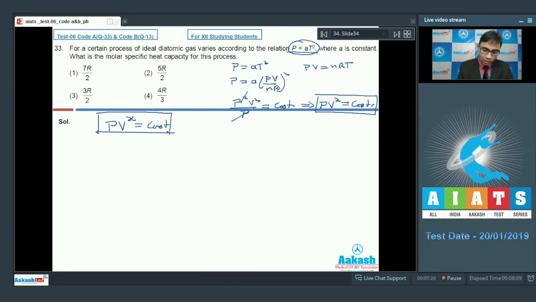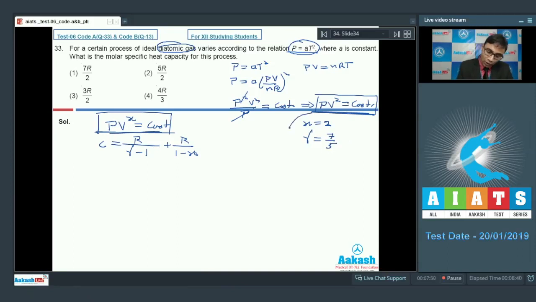For this process, the molar heat capacity is defined as R upon gamma minus 1 plus R upon 1 minus x. This is for any polytropic process. But as we compare this equation with this equation, we can say that x will be equal to 2, right? And since it is a diatomic gas, we can say that gamma will be equal to 7 by 5.